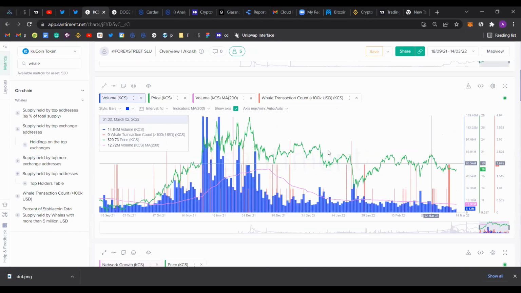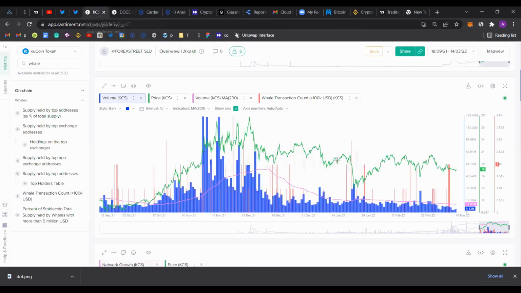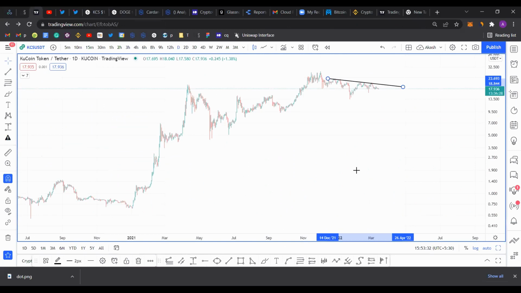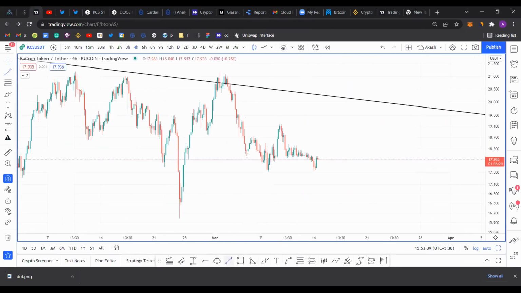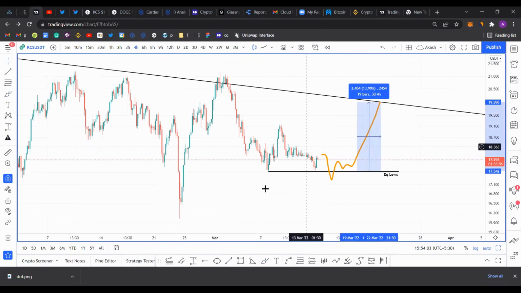So combining the spike in daily active addresses with this whale transaction count kind of says that although this may look overbought, there is still a chance for it to go higher. From a lower time frame, you can see KCS is forming equal lows around here. So I'm going to be waiting for the price to move lower, collect liquidity, and then make a run at this declining trend line, which is approximately 20. So this would be a 14% upswing that you're looking at. And the fact that the price is consolidating adds more credence to this explosive upswing that I'm expecting.